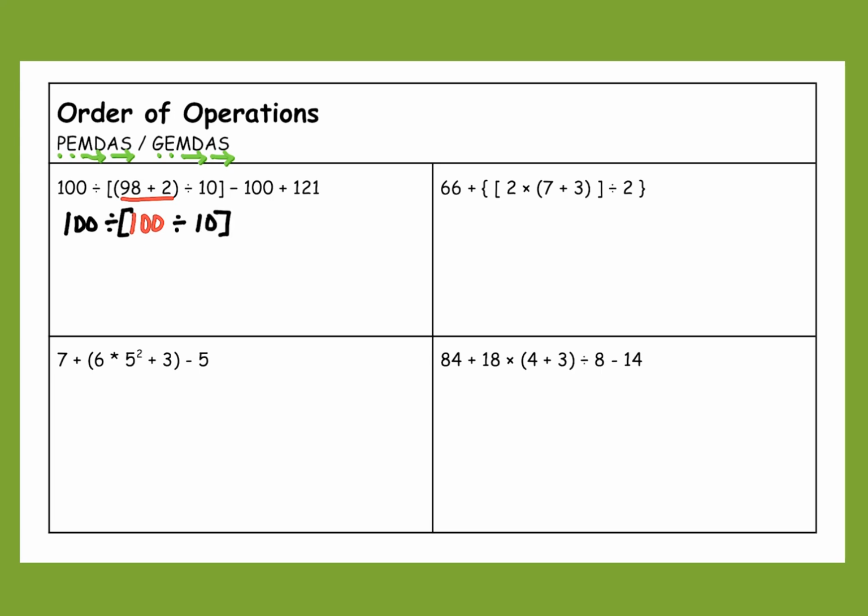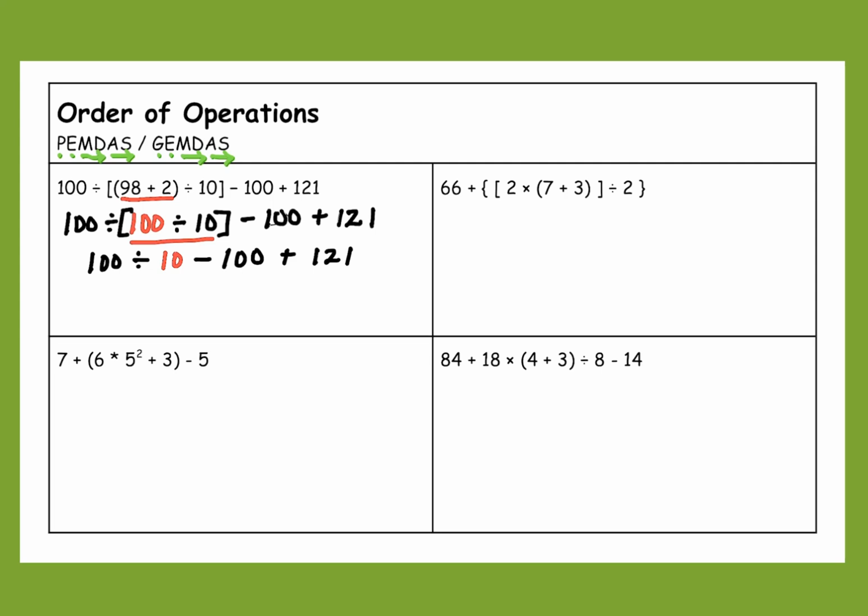Don't forget to include any additional grouping symbols. Now for the second step, we continue with the innermost grouping symbol, and that would be the 100 we solved in step 1 divided by 10. We write that in and bring everything else down. 100 divided by 10 is 10, and we bring down the 100, the division, the subtraction, 100 plus 121.